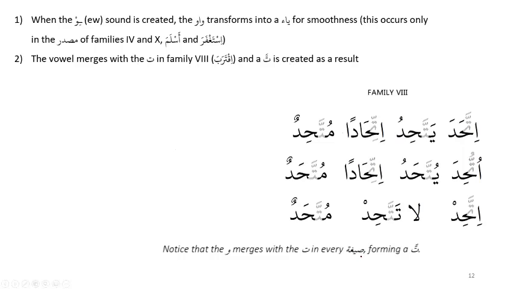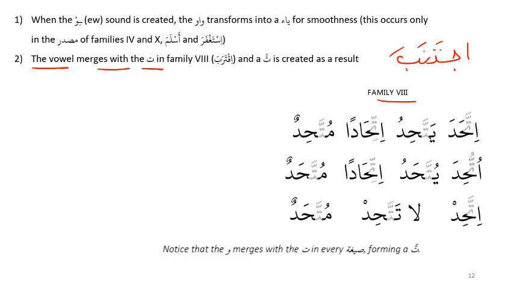Okay, family 8. Family 8 is ijtanaba, yajtanibu, ijtinaban. So bab iftial. This rule will now apply: the vowel merges with the ta. So let's see what's happening here.